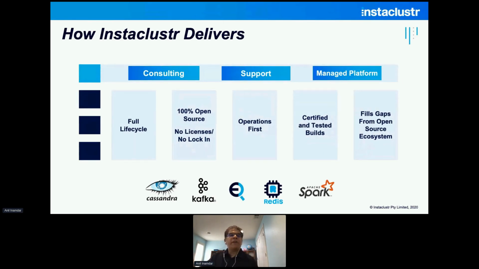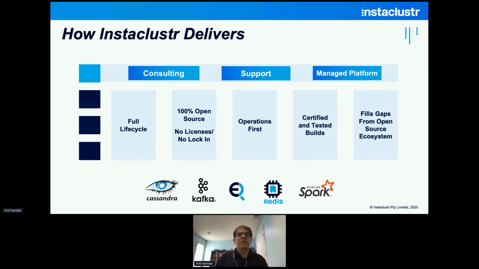In the middle, what we have is what differentiates us. So we provide full life cycle support, right from strategy to architecture, to development, to implementation, to training, to support, to managed platform if necessary. 100% open source, I already said that. No licensing, no lock-in. Operations first. So we are not the people who wrote Cassandra or Kafka or Elasticsearch or Redis, but when it comes to operations, we are pretty good at it. In fact, for Apache Cassandra, we are the number one operators in the world.